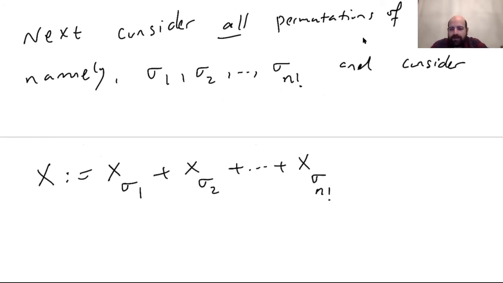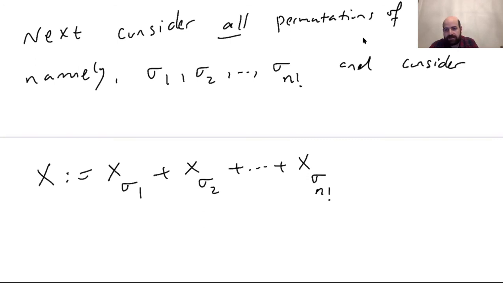Look at this random variable, capital X. It's the addition of a few other random variables. Now, what does X sigma 1 do? If X sigma 1 is 1, then it means that I have the Hamiltonian path corresponding to sigma 1 in my randomly chosen oriented graph. Similarly, same thing for X sigma 2, same thing for X sigma n factorial. So when I add them, if, for example, capital X is 5, that means 5 of these X sigma i's are 1 and the rest are 0.